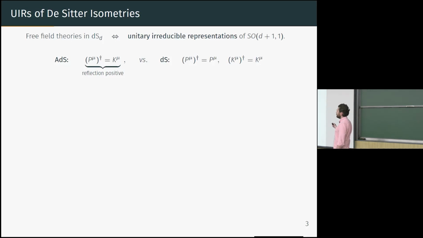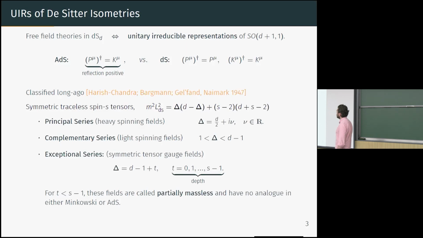But in de Sitter, there's a very different notion of unitarity because of the different spacetime signature. So in de Sitter, the unitarity condition is that p dagger goes to p and k dagger goes to k. And so the classification of the irreps is different. But this was solved long ago in the mathematics literature. So today I'm going to be talking mostly about these symmetric traceless spin s tensor fields. And the representations come in three different types: the so-called principal and complementary series, which are just sort of ordinary massive symmetric tensor fields, and then the so-called exceptional series, which is a discrete set of representations, which is just a fancy way of saying the gauge fields.